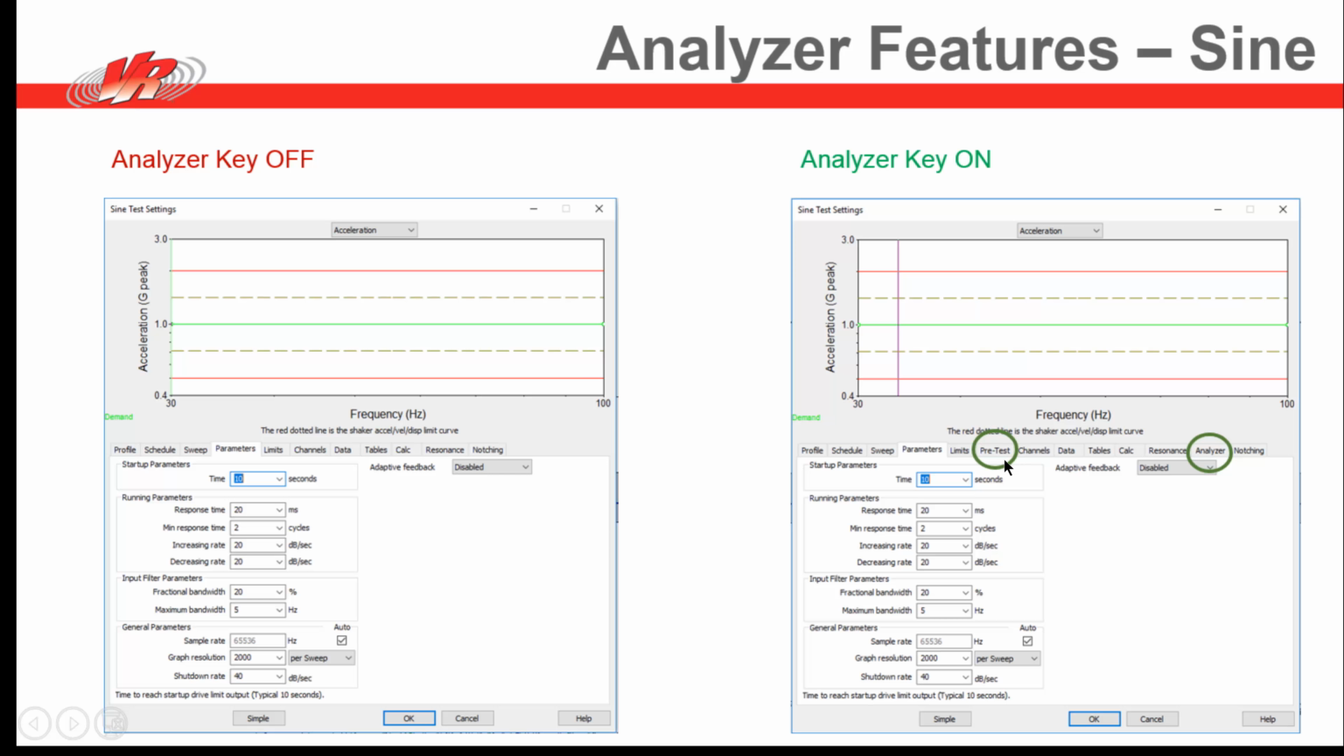Now, we could spend some time talking about the pretest options that become available to you with the analyzer. That's not the goal today. Today we want to talk about some of the particular graphs that are available. So we're going to focus our attention on, in the sine test, what's available under the analyzer tab.